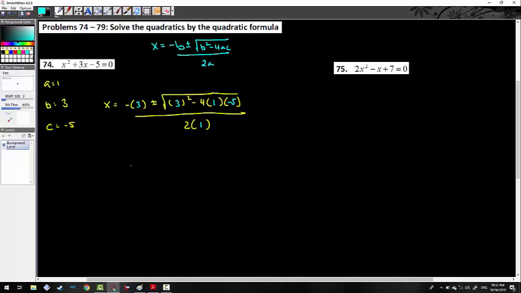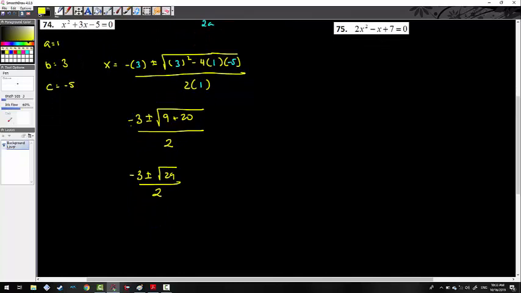So from here, it's just a bunch of arithmetic. Negative 3 becomes negative 3, plus or minus the square root of 3 squared, which is 9. Negative 4 times negative 5 is positive 20. Don't forget about that 1, but it doesn't really matter. All over 2. What does that get me? Negative 3 plus or minus root 29. No square root there, and thank goodness there's no way to simplify it. So we're pretty much at the end of this problem here.